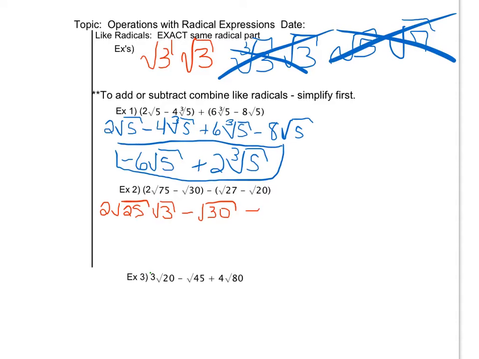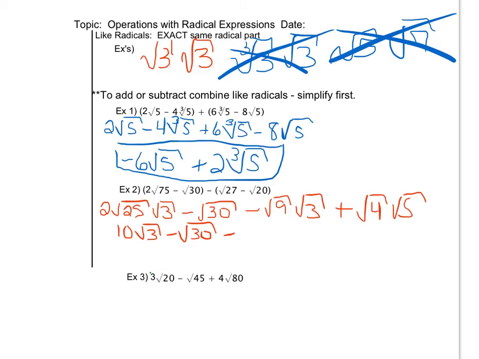I realize 27 is the same thing as the square root of 9 times the square root of 3. Negative times a negative here is going to become a positive. Square root of 20 I know is the square root of 4 times the square root of 5. Giving me 2 times square root of 25 will become 5, so 2 times 5 will be 10 square root of 3, minus square root of 30, minus square root of 9, which becomes 3 square root of 3, plus square root of 4, which becomes 2 square root of 5.